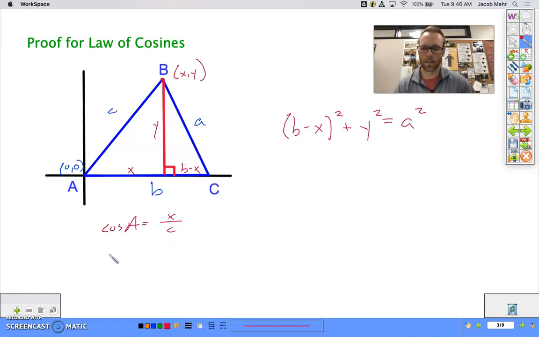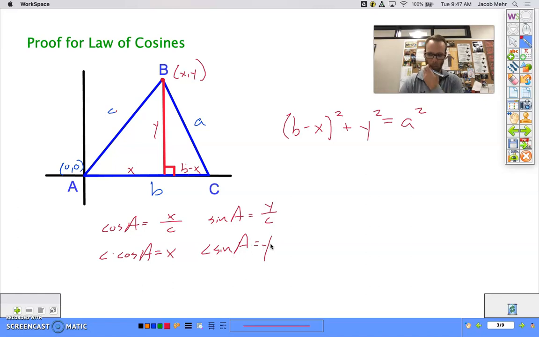So we get c times the cosine of A equals x. If I do the same thing for y, now it's opposite and hypotenuse. We know that, not the cosine, opposite over hypotenuse, that would be sine. The sine of A equals y over c. So c times the sine of A equals y. All right, feel good about that.